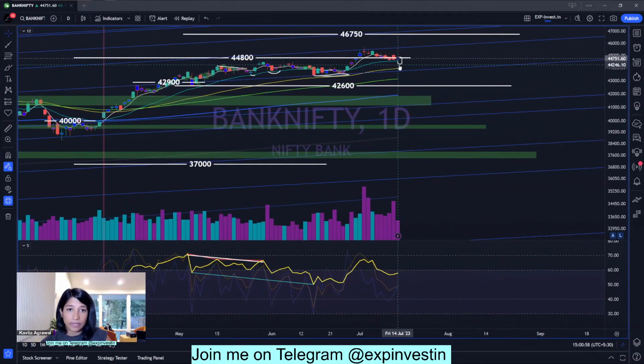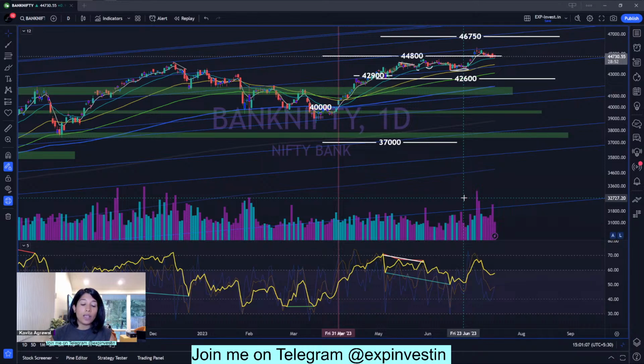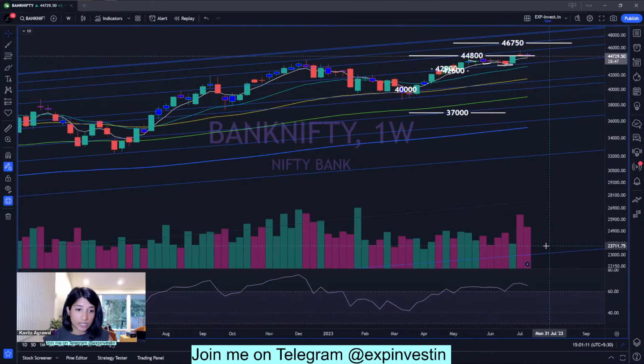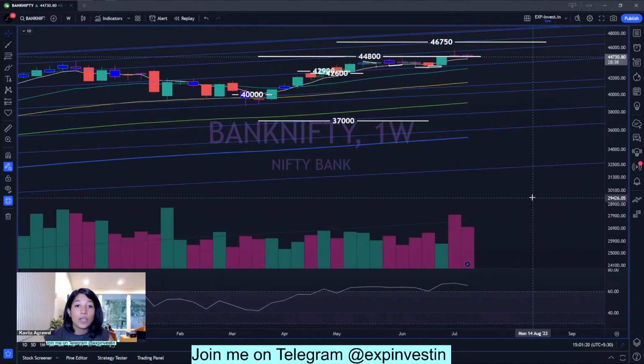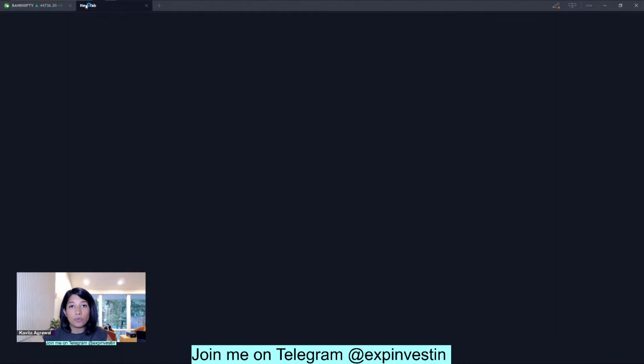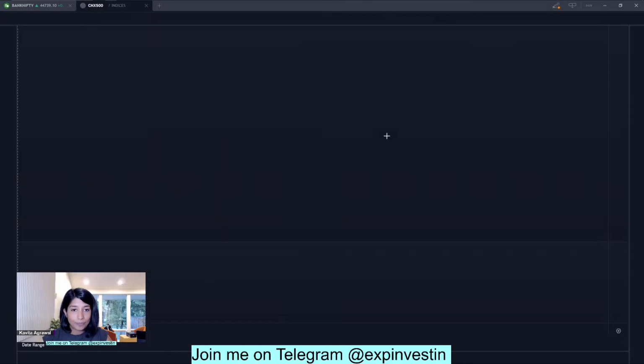Now, talking about the daily time frame, the daily time frame also tells us that the underlying trend is quite bullish, quite stable and strong. The weekly time frame suggests the same. However, the volume this week has not been as good as last week. Last week volume was extraordinarily strong on Bank Nifty. So with that, now let's move on to our intersector chart analysis.